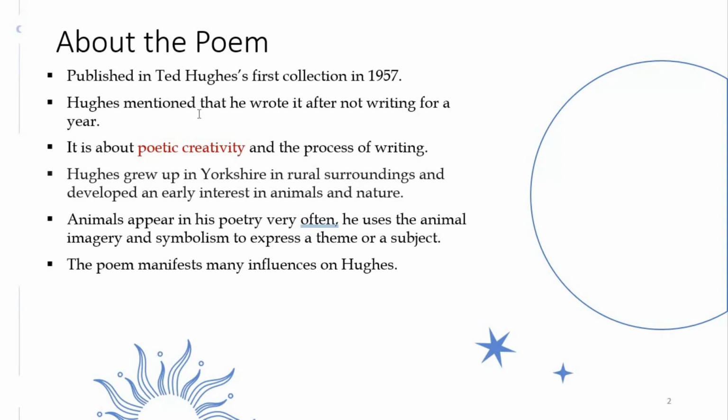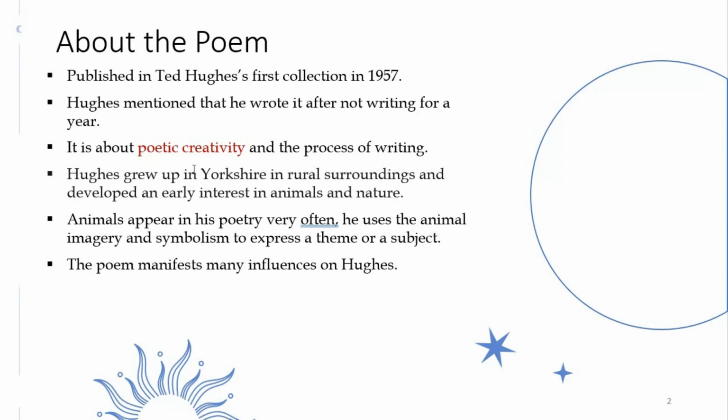It's about writing poetry. So the occasion in which the poem was written is related to the poet's inability to write for a long time. He was not able to write for a relatively long period of time. One year is a very long time for a poet. So this poem came out after this period. So it's about poetic creativity and the process of writing.